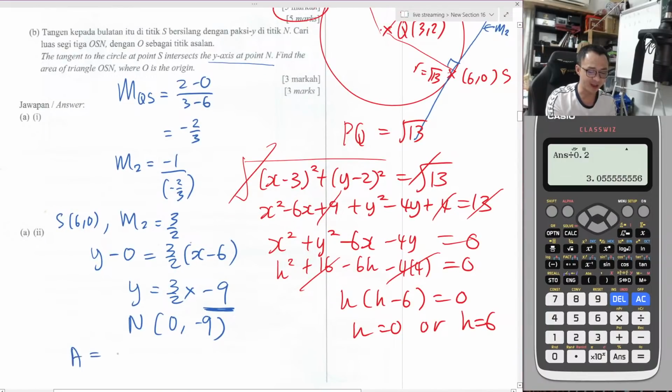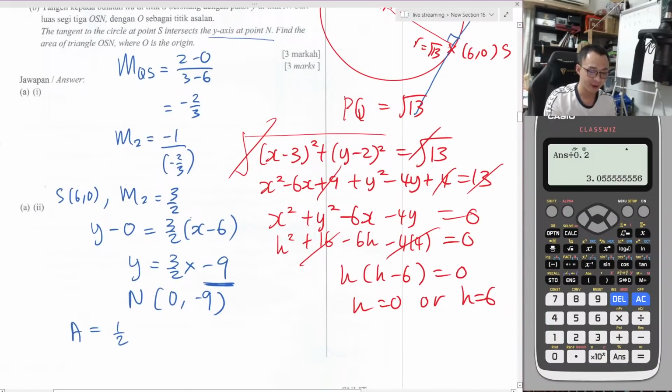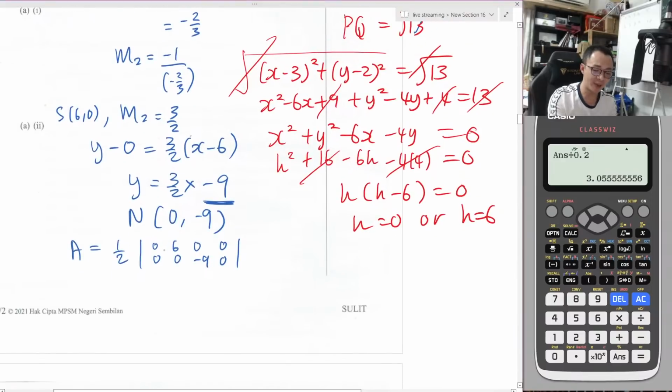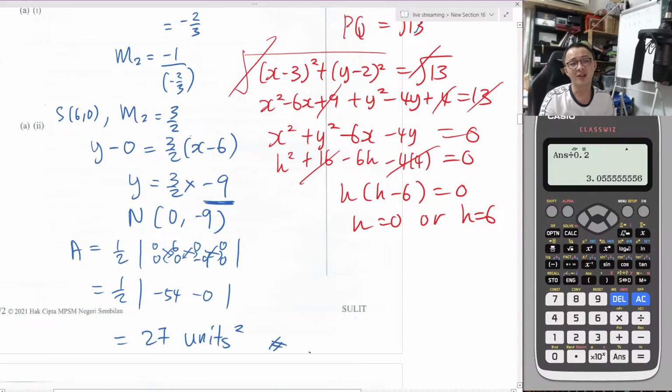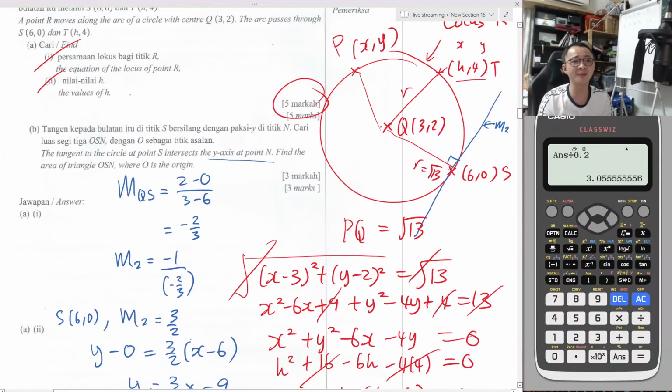So the area of the triangle is half. I write the coordinate O, 0, 0, and then coordinate S, 6, 0, coordinate N, 0, negative 9, and repeat the first coordinate. Then I multiply in this direction. So it's 1 over 2, and this one should get negative 54. Then multiply in the opposite direction, minus 0. So it is 27 unit square. Done.